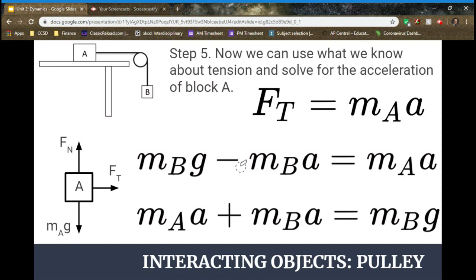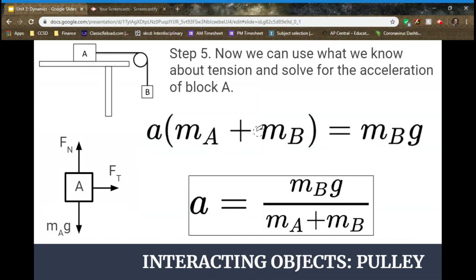Now here, I can't stop here because I need to get the acceleration by itself. So I'm going to move this acceleration over to the other side. I'll add m_B a, then I'll add m_B a over here. So I've got both terms that have acceleration on one side and then everything else on the other side, all right? I do that because now I can factor out my acceleration. When I factor out my acceleration, now I can divide this side by mass A plus mass B, and then I divide this side by mass A plus mass B, and I get my final answer.